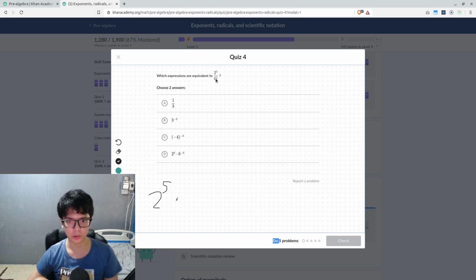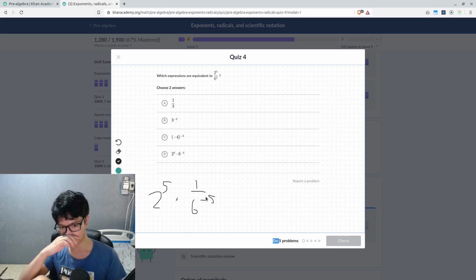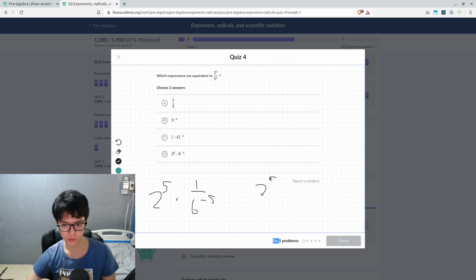The reciprocal of 6 is going to be 1 over 6 to the negative 5. Then it's going to be 2 raised to 5 divided by 6 raised to negative.